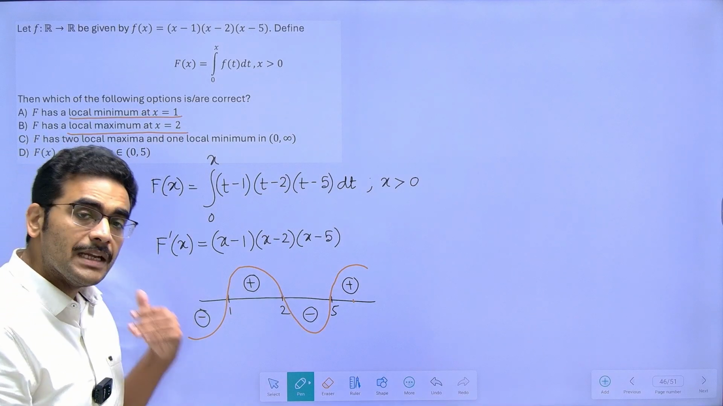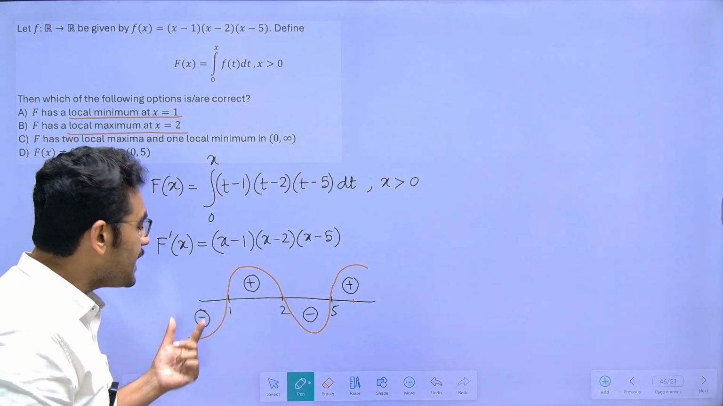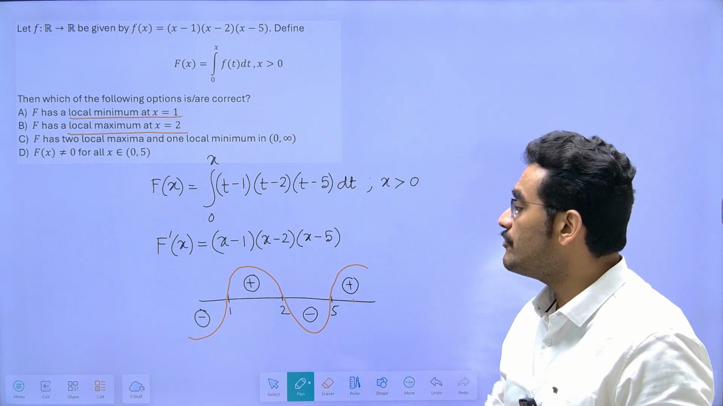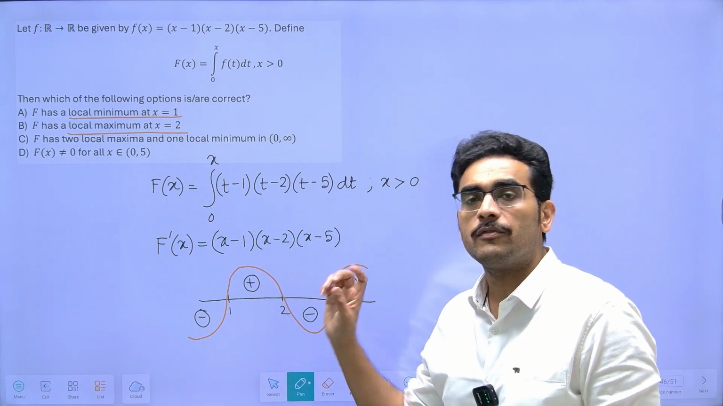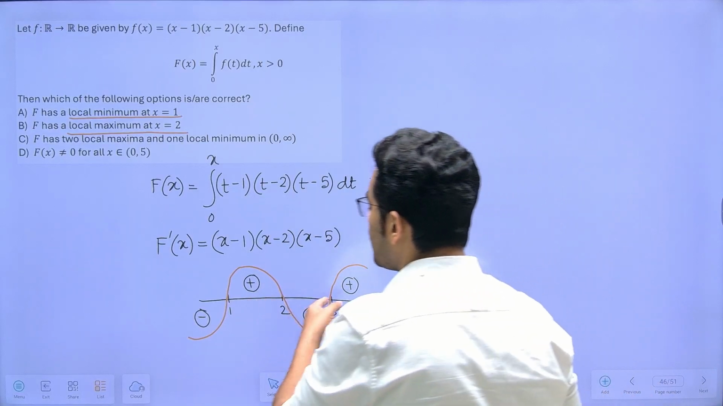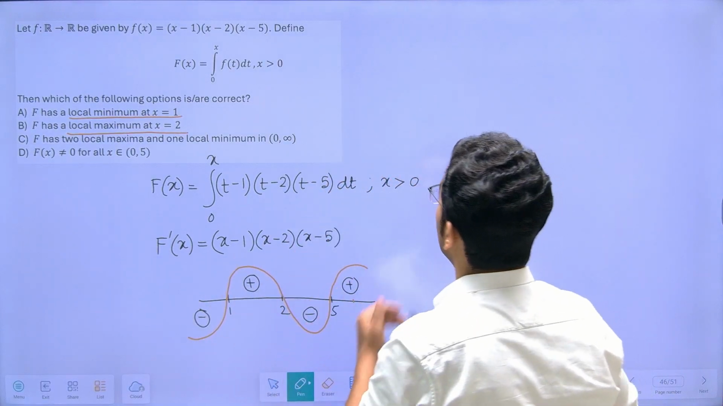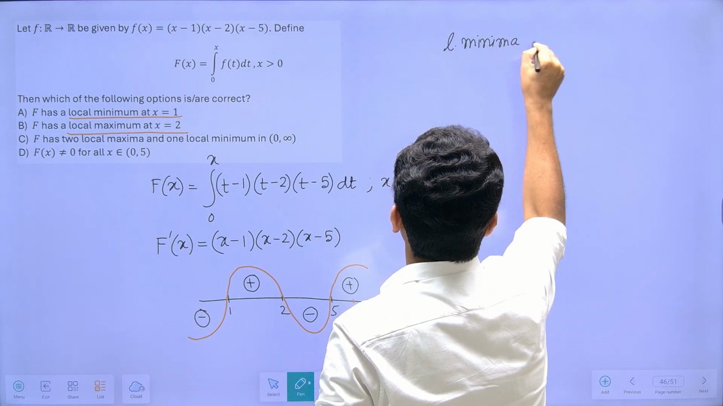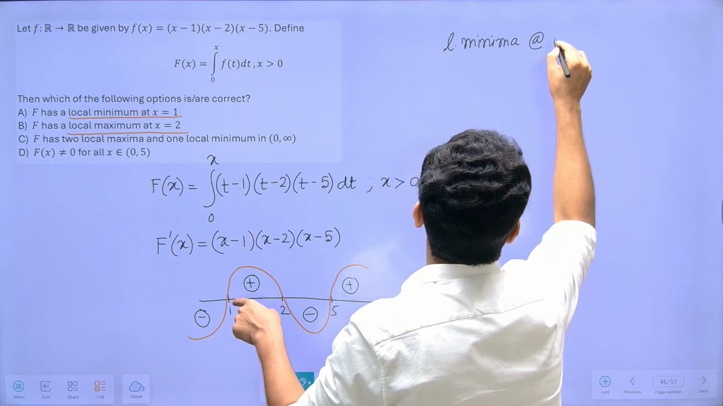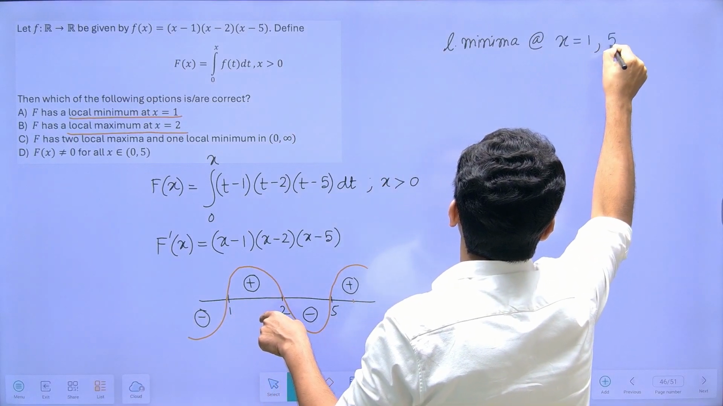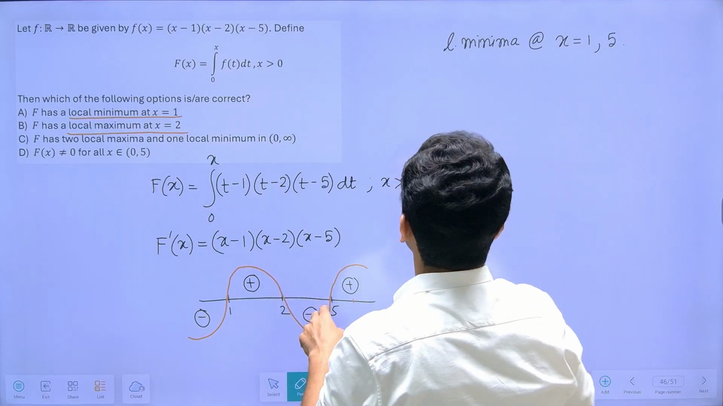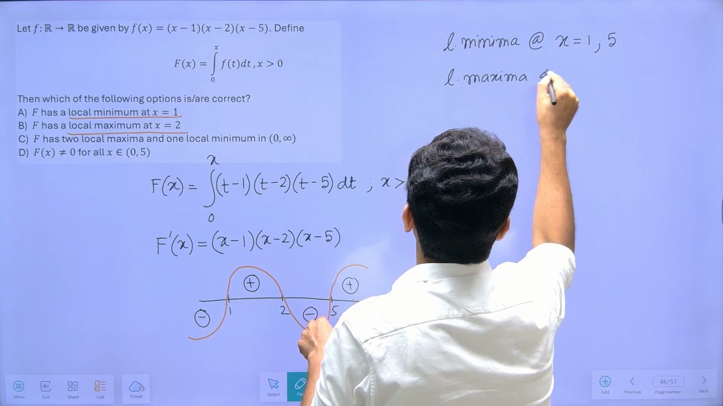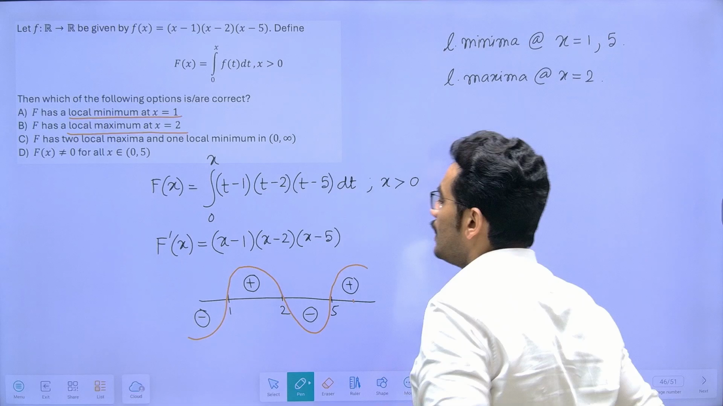So we know that from left to right, where the derivative changes sign from negative to positive is a point of local minima. And where the derivative changes sign from positive to negative, that is a point of local maxima. So we got from the graph negative to positive sign change at 2 points. So we can say local minima at x equal to 1 and 5, and positive to negative sign change, so local maxima at x equal to 2.